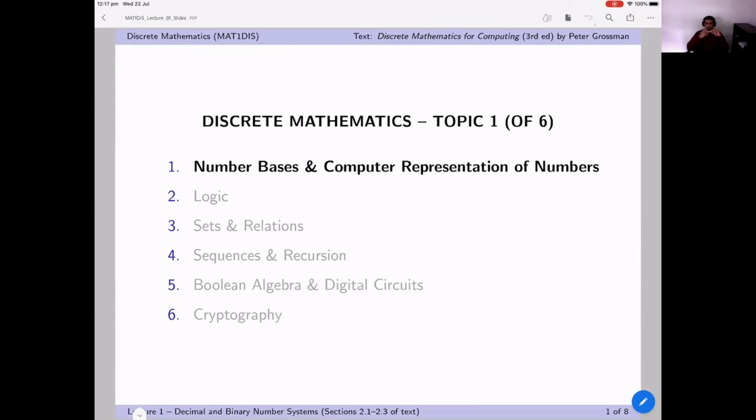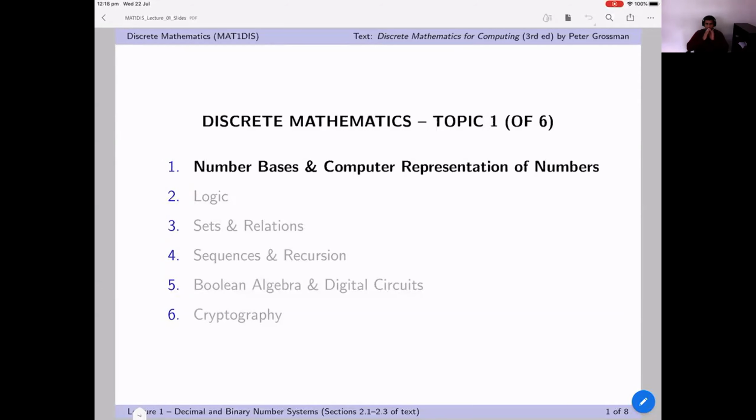Anyone else? Any questions? All right, okay. If none, look, in this lecture, in this subject overall, there are 6 topics that we want to cover. The topics are number bases and computer representation of numbers. And the second topic that we will do is logic. Just one second. Sorry, I have to make things around so that I'm looking at you, not on other screen where my slides are. Okay.